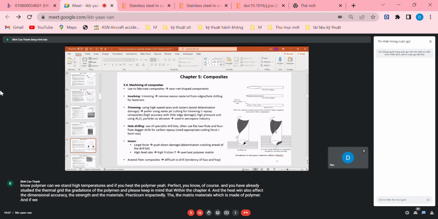If we consider aramid or Kevlar fiber composite, this composite is quite difficult to drill and has a tendency to create fuzz and fray, like a tangled silk thread.